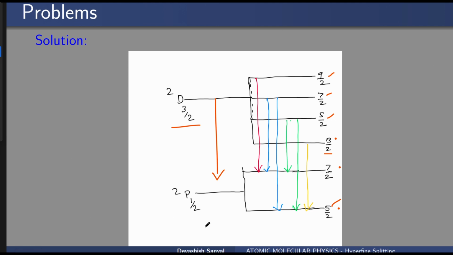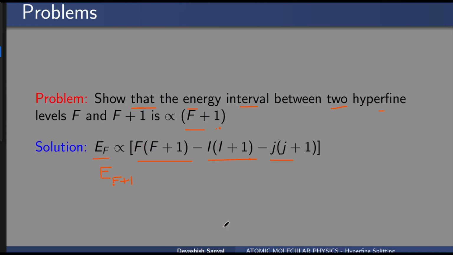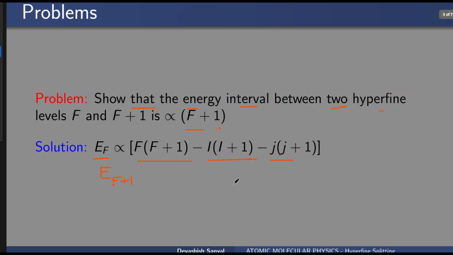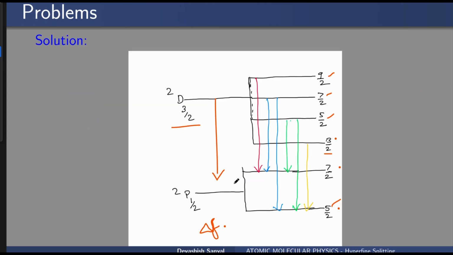selection rules. So using the selection rules that we had discussed before, delta F, we have to be careful about delta F is equal to, which we had discussed before. So what are the delta F's? We have delta F is equal to 0 and plus minus 1. Obeying these rules, we can find out what are the transitions that are taking place.